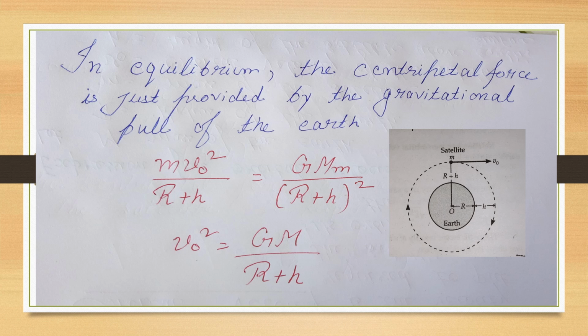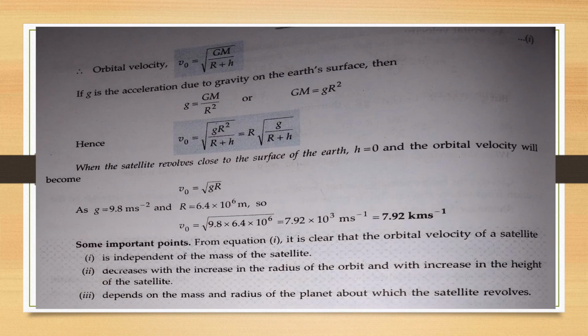So for equilibrium, both the forces are equal to each other, and after solving the equation, we get the equation for V0 square. So V0 square is equal to GM divided by R plus H. So finally, we get the final result for the orbital velocity, that is, the value of V0 is equal to the square root of GM divided by R plus H.